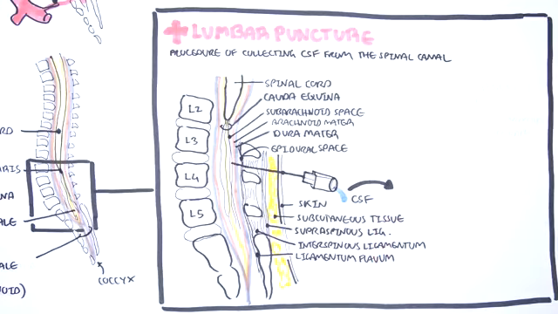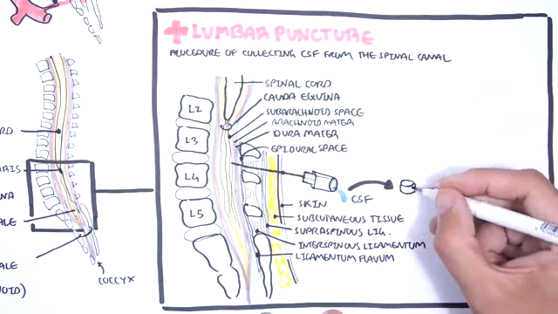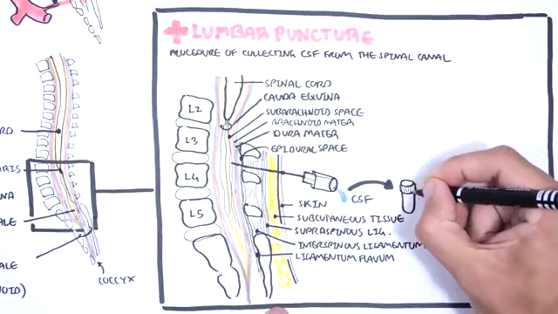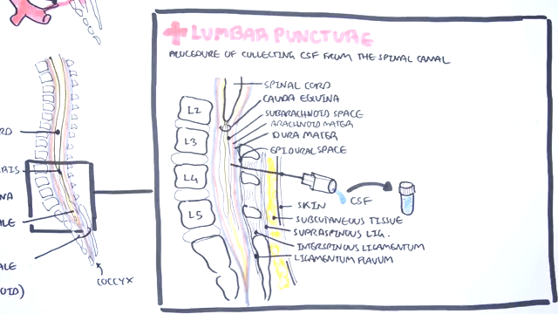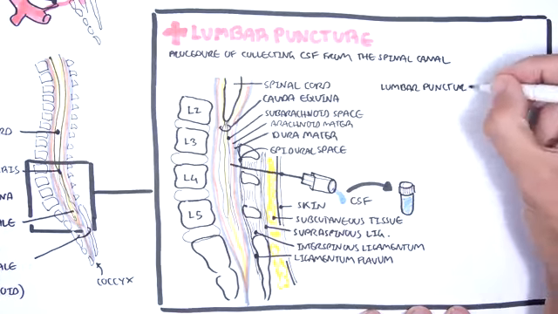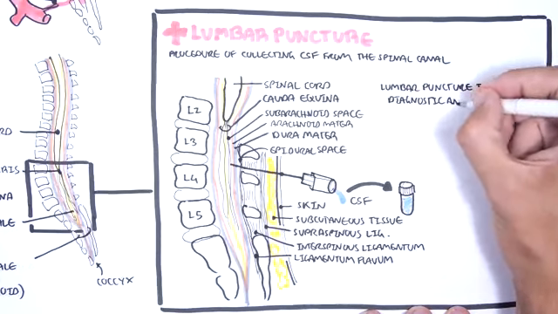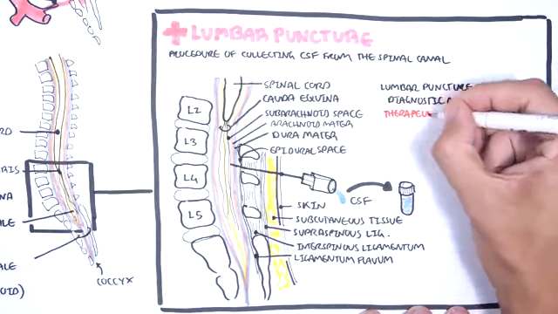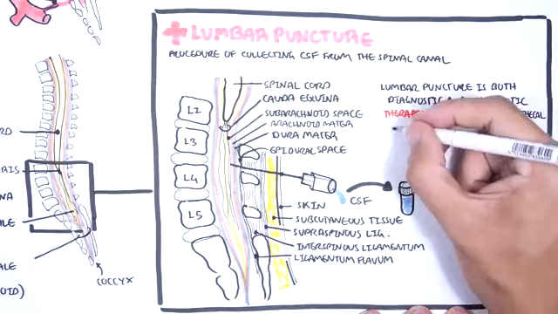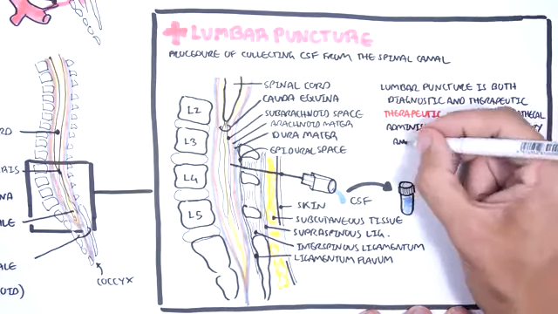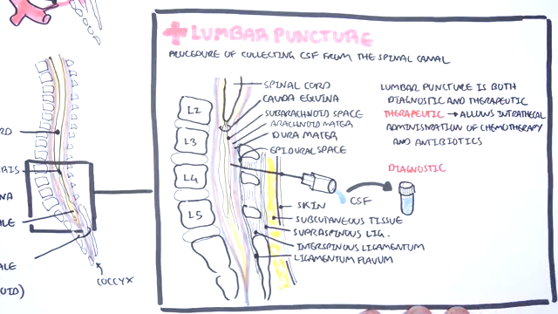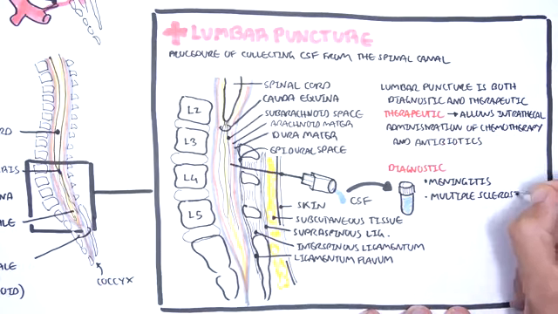The needle is typically inserted between the L4, L5 vertebral level to make sure it does not hit the spinal cord. A lumbar puncture is both diagnostic and therapeutic. Therapeutic because it allows intrathecal administration of chemotherapy and antibiotics, for example. Diagnostic in that it can help diagnose meningitis and multiple sclerosis.